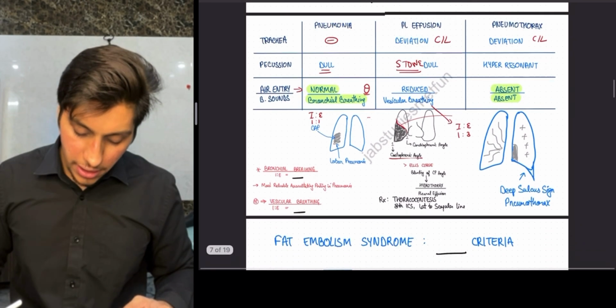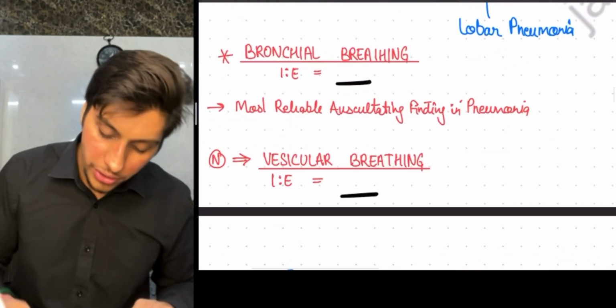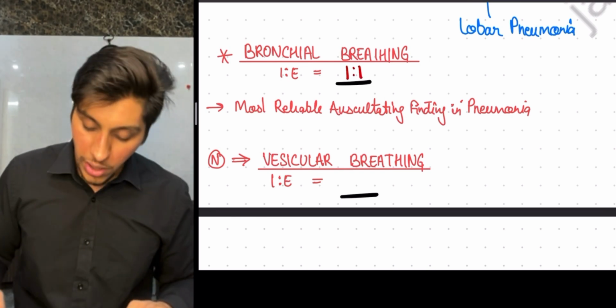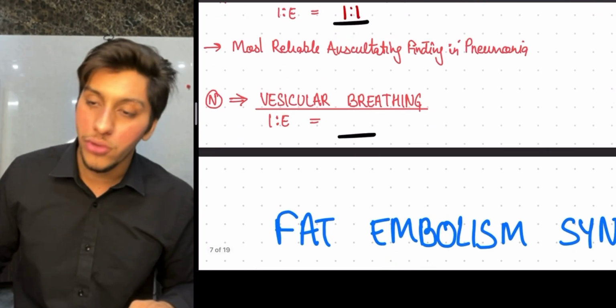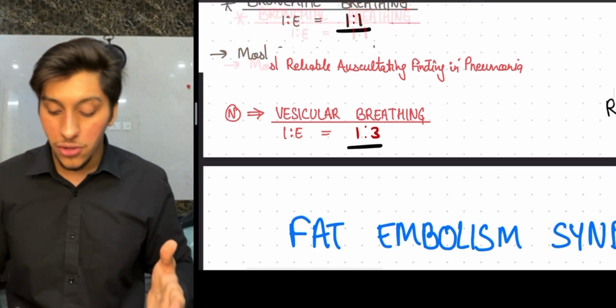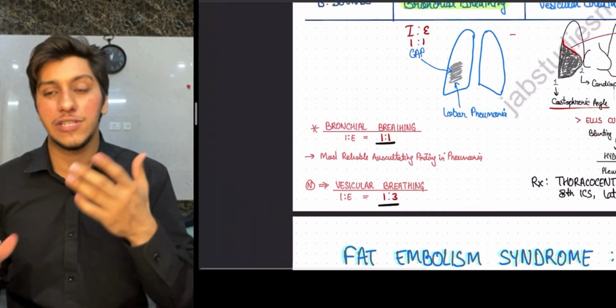All right. So here is a good differentiation. Remember what I said about bronchial sound, guys. The inspiration to expiration ratio is going to be 1:1. Whereas the vesicular sounds, the normal one, inspiration to expiration ratio is going to be 1:3. All right. So this is all what you guys need to know with respect to our respiratory part.